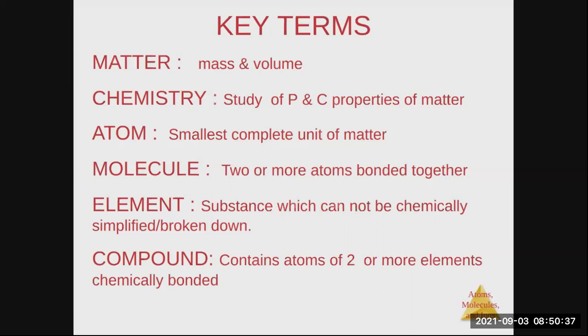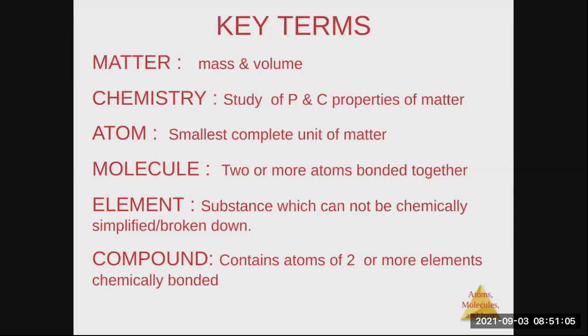The element is going to be the simplest substance in matter. It is made, of course, of atoms, as is everything else, but an element cannot be broken down into anything else. It is the simplest unit. And so we say that elements are substances which cannot be chemically simplified or broken down.